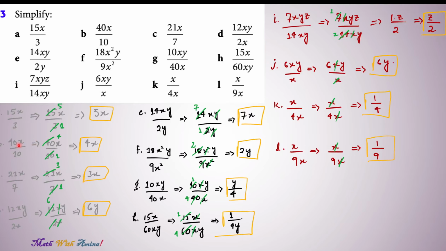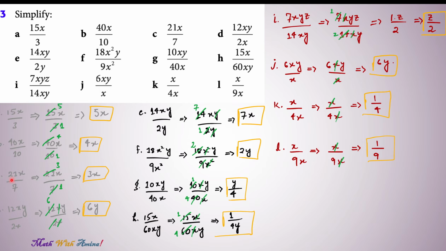Here we have 40x over 10. We ask ourselves, does 10 go into 40? Yes, the answer is yes. So 10 cancels out to 1 and 40 becomes a 4. 10 multiplied by 1 is equal to 10 and 10 multiplied by 4 is equal to 40. X appears on top only in the numerator, so it will remain the same. This way we get 4x as the simplified answer.